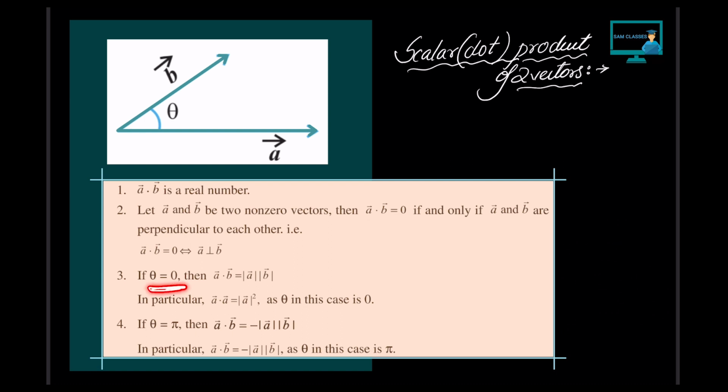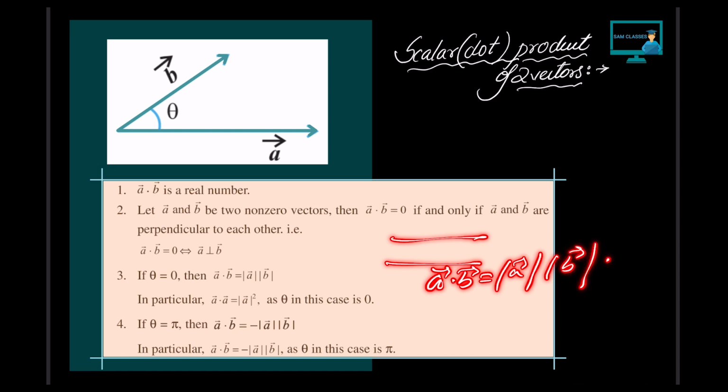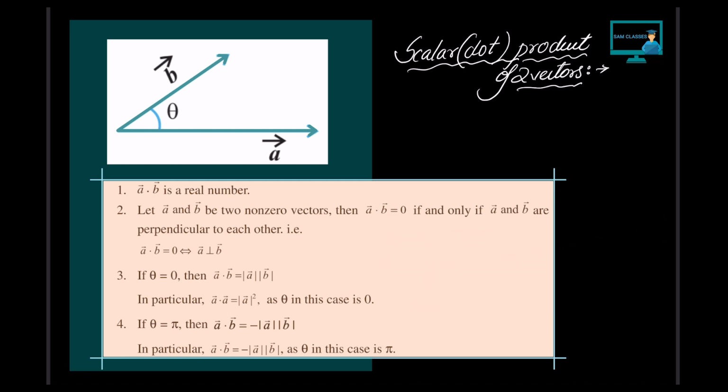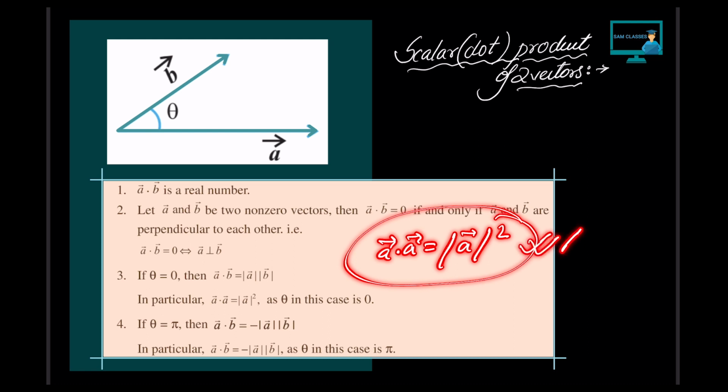If theta is 0 between them, meaning the two vectors are parallel, then A vector dot B vector equals mod of A into mod of B, because cos 0 degree is 1. If both vectors are equal, A vector dot A vector, in that case it is mod A square. This also will be used a lot, and it is important.